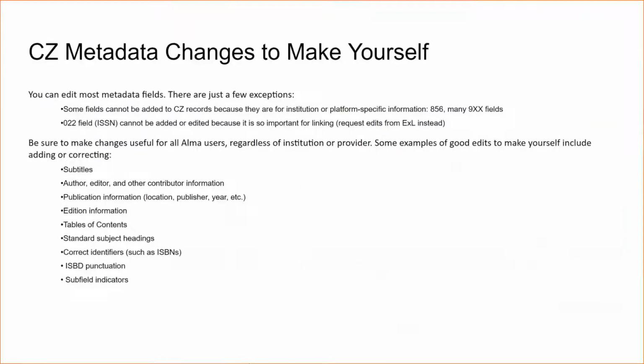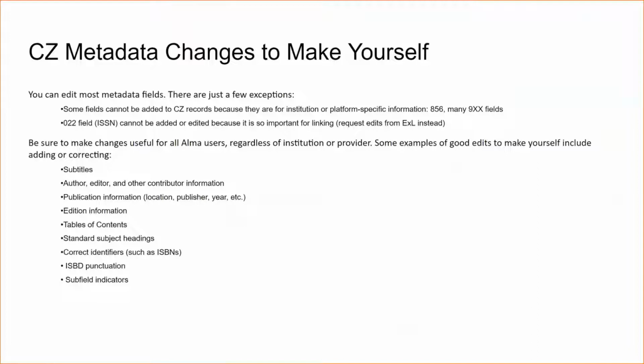And so now I'd like to talk about some of the CZ metadata changes you can make yourself. You can edit most of the metadata fields in CZ records, and there are just a few exceptions. Some fields cannot be added to CZ records because they are used for institution or platform specific information. For example, 856 fields and many 9XX fields.